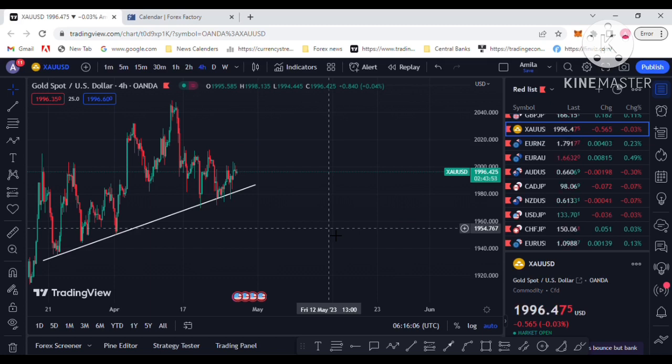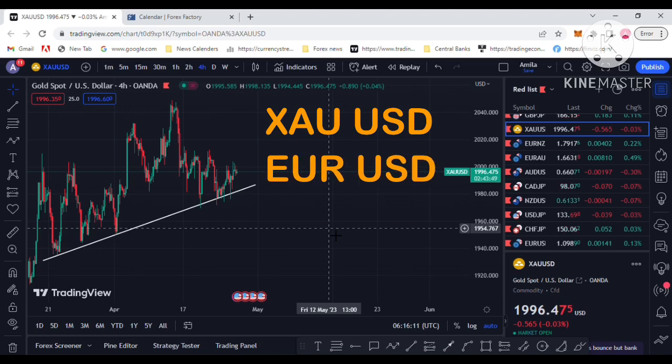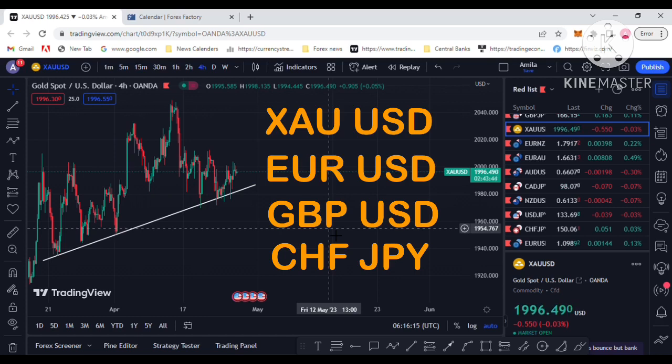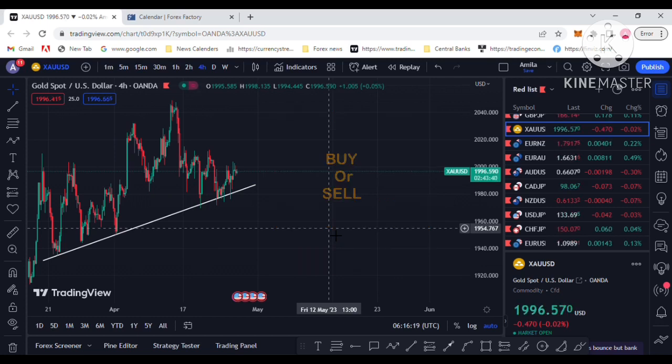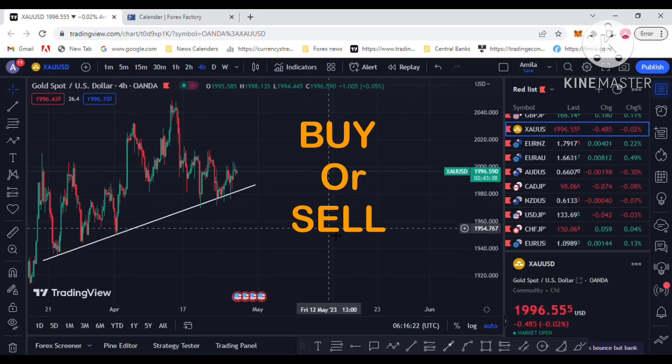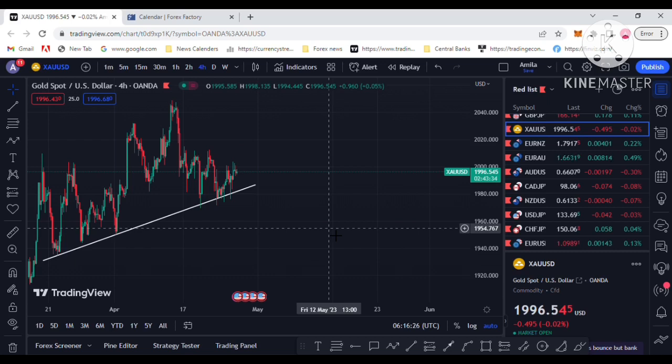So we are buying and selling XAU USD, GBP USD, EUR USD, CHF JPY. Those are most of the pairs in the forex market. We are buying or we are selling. So we are using a pair to buy or sell in the forex market. A pair includes two currencies. One currency and one commodity can also be included. There are two currencies included in this pair that we buy or sell. So I'd like to explain this.